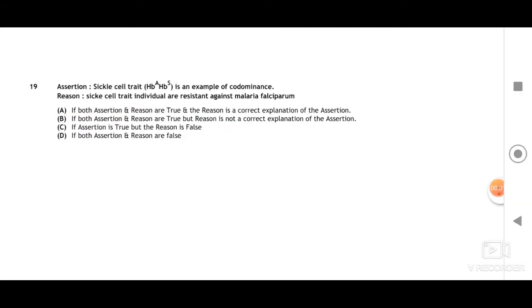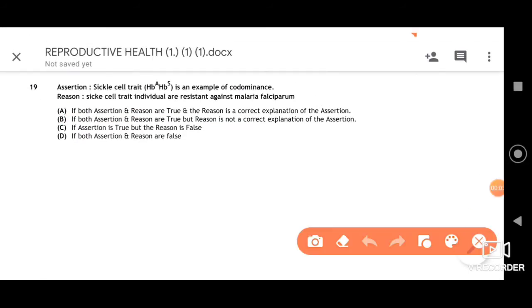The next question we have here is: sickle cell trait HbA-HbS, which is represented as such, is an example of codominance. This is the assertion, and the given reason is: sickle cell trait individuals are resistant to malaria falciparum. One of the dangerous malarias is caused by Plasmodium falciparum, and whoever has sickle cell anemia is resistant to it, is the reason given here.